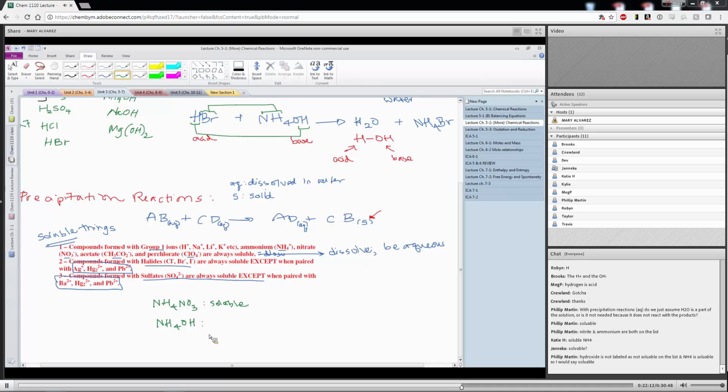Soluble. You guys are exactly right. Hydroxide is not listed, but ammonium is. And this doesn't just say that ammonium is soluble, it says any compound formed with ammonium is soluble. So you can just see the ammonium and go like, oh, yep, that's on the list. Rule number 1, it's soluble because that's got one part on it that is soluble. All right, let's say we had iron 2 hydroxide. Soluble or not soluble?